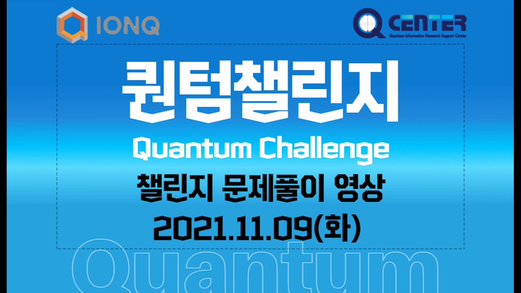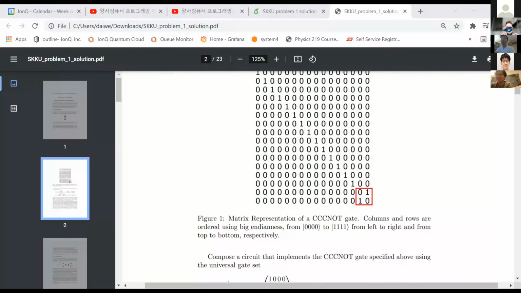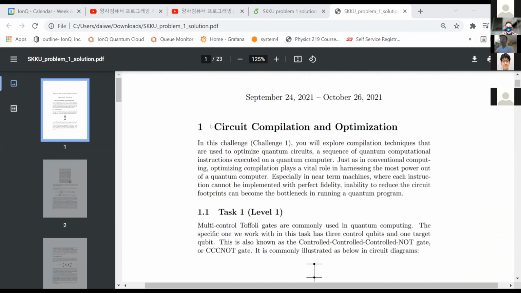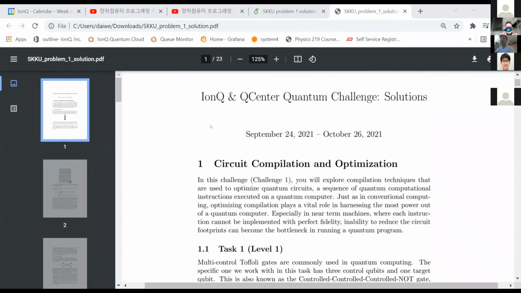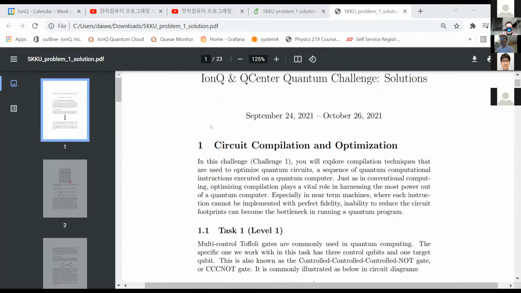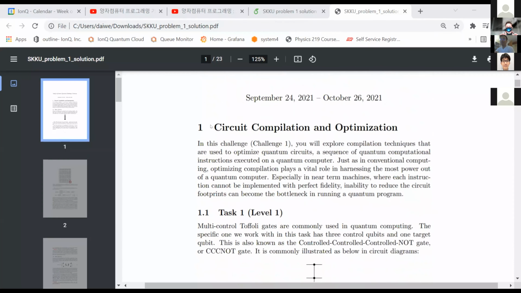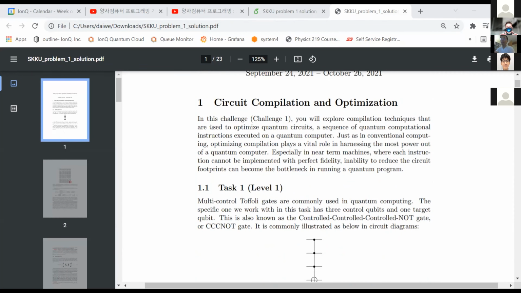Okay, I think we can start from problem number 1. Okay, sounds good. I'll share my screen now. Can you all see my screen? Yes. Okay. So, Sam, you're going to translate? Okay, I can do translation. Thank you. So I will cover the first 3 tasks of level 1.